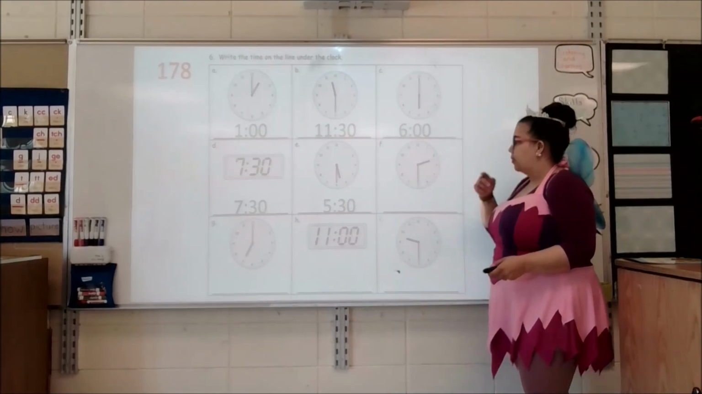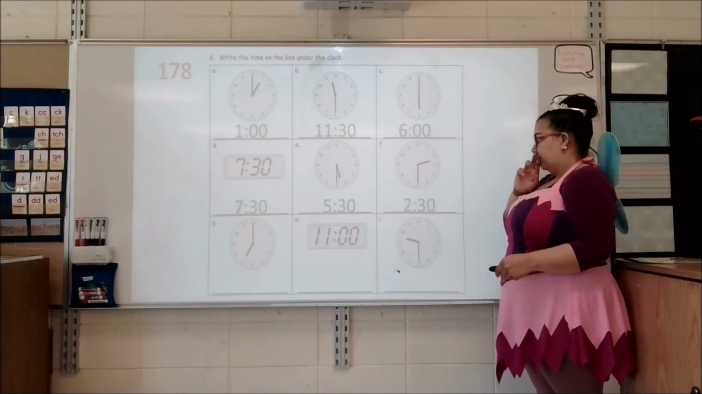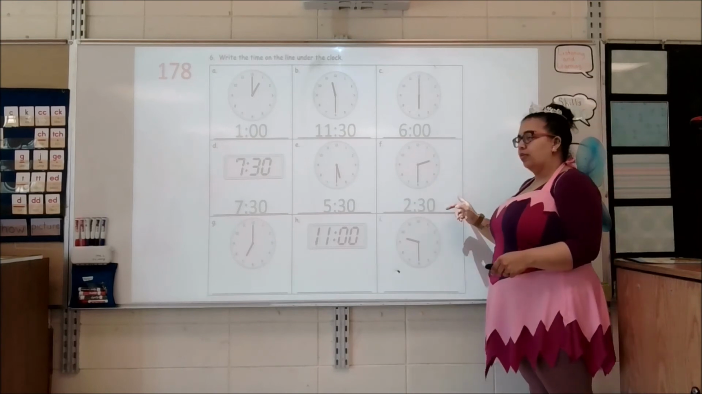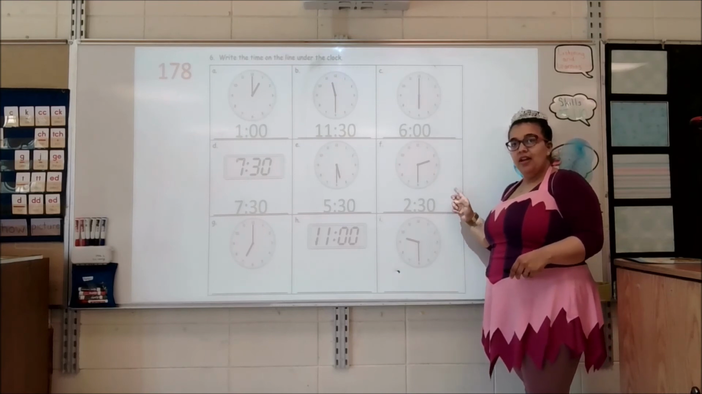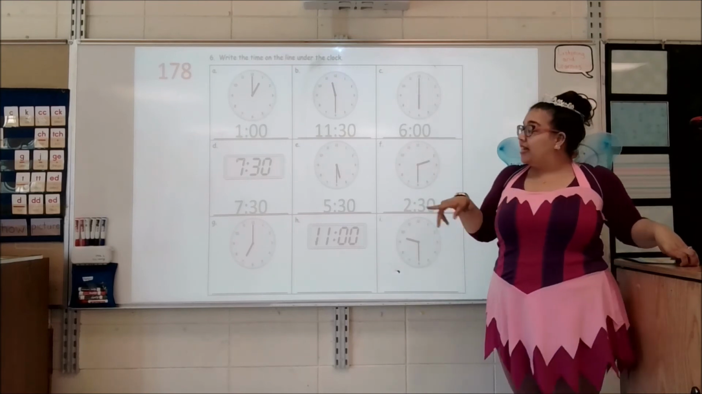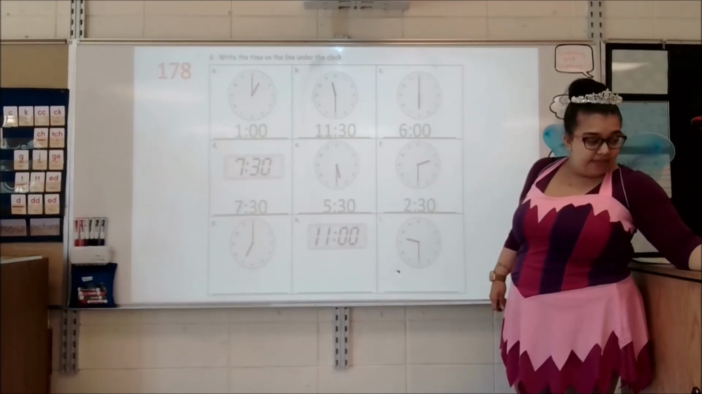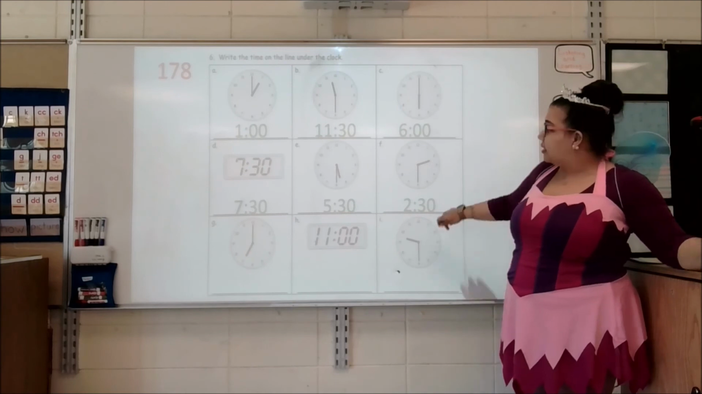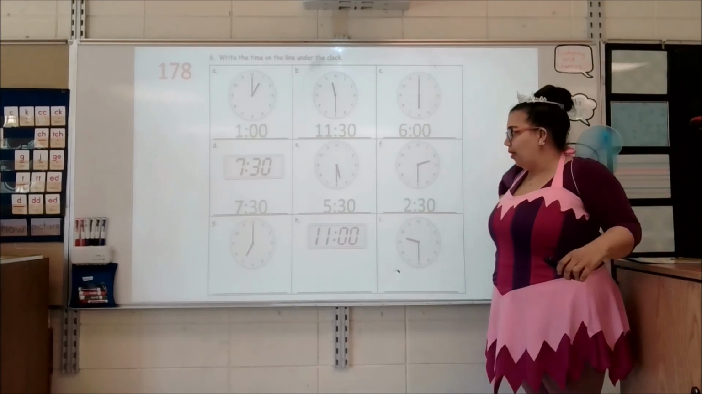And what about this one? What time is it here? 2:30. What do we do at 2:30? We have a meeting. We have a live meeting. So this is what the clock looks like during our afternoon live. Good. That is what the clock looks like on our afternoon live. It is at 2:30. All right.